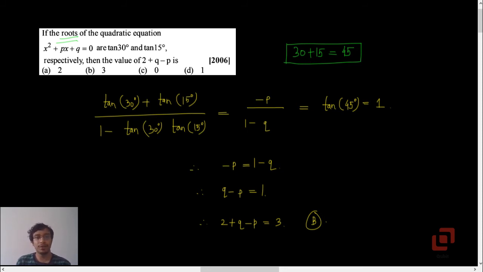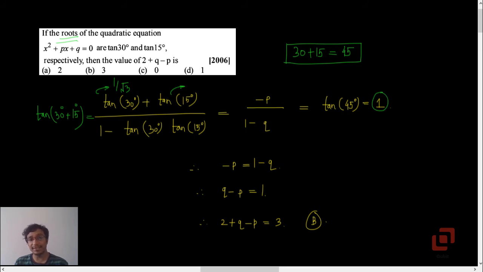We use the formula for tan of a plus b: tan a plus tan b upon 1 minus tan a tan b. Do not substitute tan 30 as 1 by root 3 and tan 15 as whatever that is. This is not a trigonometry question. We are not required to know the actual values of tan 15 and tan 30 degrees, although you know that tan 30 is 1 by root 3. What's more important is to observe that 30 plus 15 is 45 and tan of that is equal to 1.